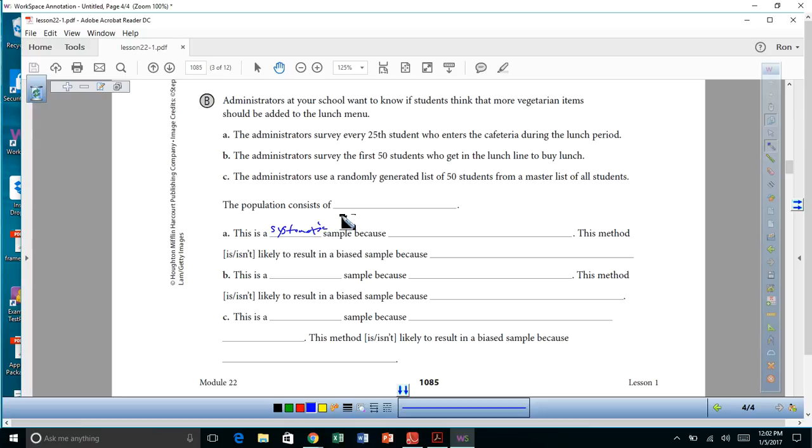Systematic sample because the rule of every 25th student is used. This method isn't likely to result in a biased sample because a wide range of students will be surveyed.